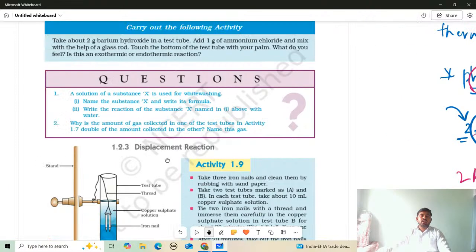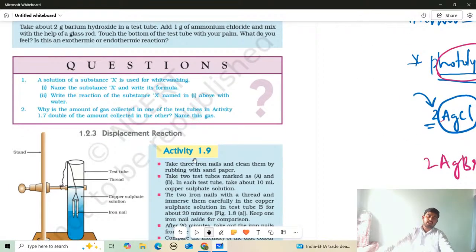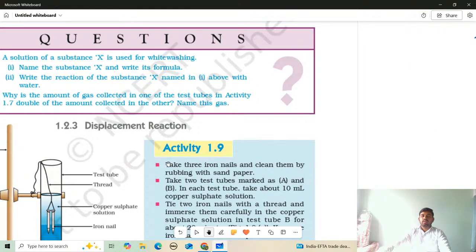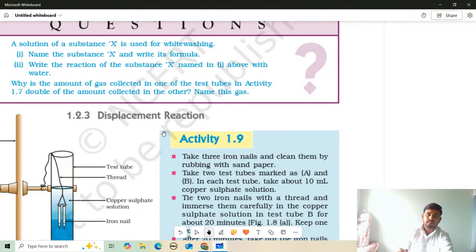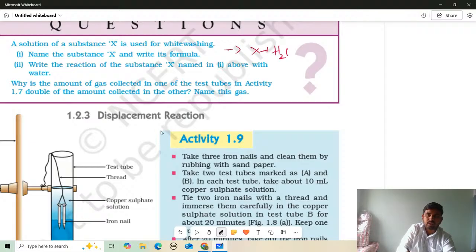You can see here they have given: the solution of substance X is used for whitewashing, name the substance. Solution of X means X plus water. X plus water forms the whitewash. We know very well that calcium hydroxide is used for whitewashing. So what is X? Calcium oxide plus water gives it. So X will be CaO.